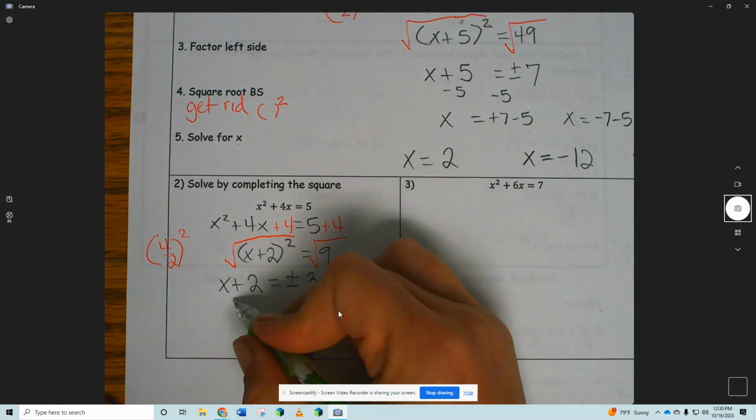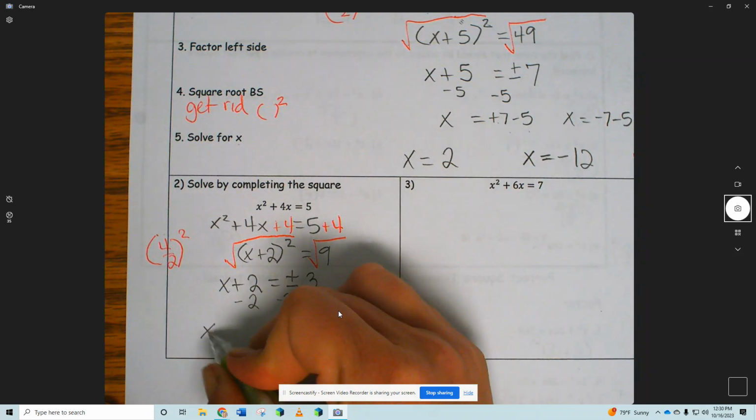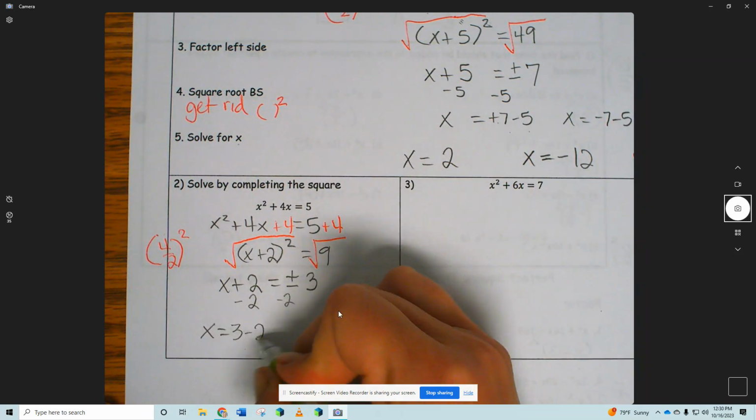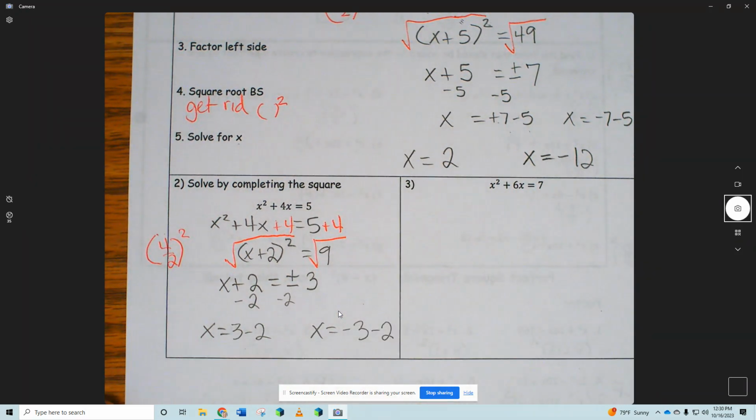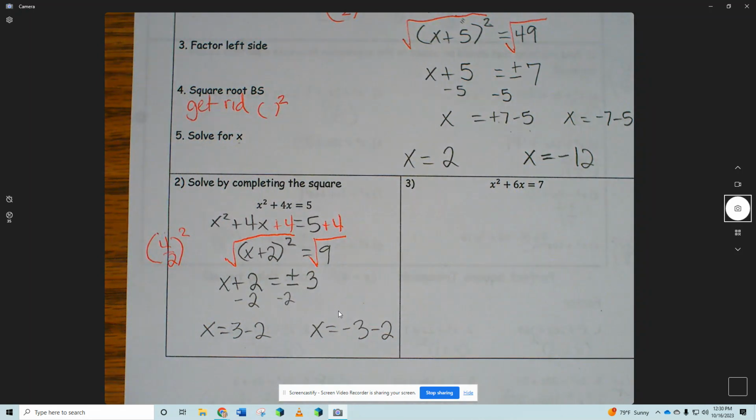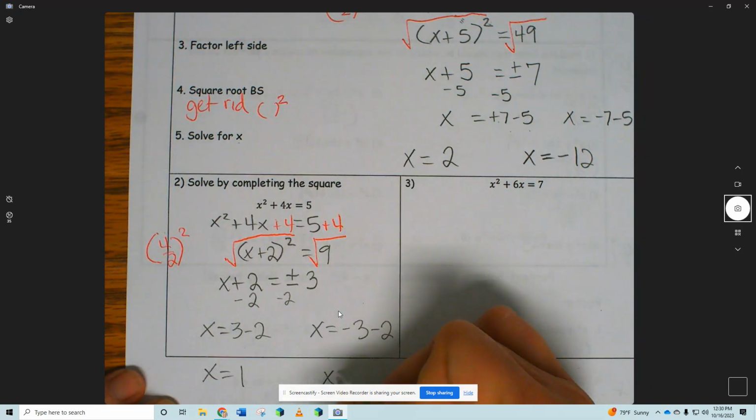Some teachers, like I'm going to put minus 2. Some teachers put the negative 2 in front or after, but it means the same thing. 3 minus 2 and negative 3 minus 2. You got to pay attention because there's a plus 3 and a minus 3. But some teachers might put it in front. Negative 2 plus 3, negative 2 minus 3. You get the same answer. So remember, 2 answers. X equals 1, x equals negative 5.